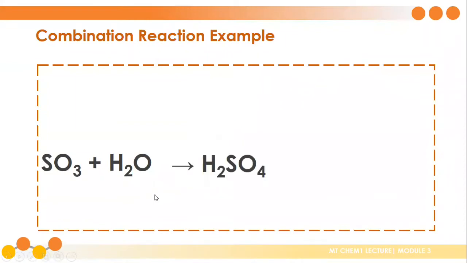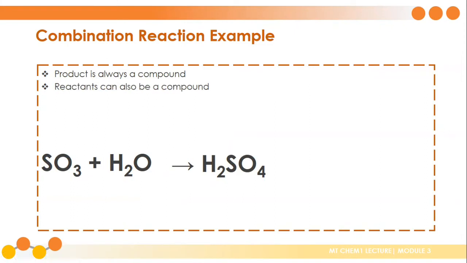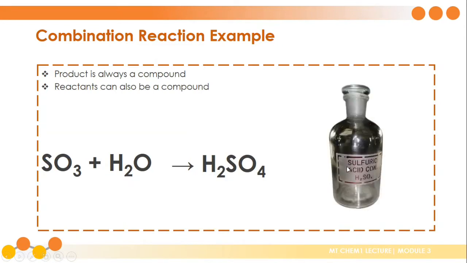And then I mentioned a while ago that the product is always a compound in a combination reaction, but that does not mean that the reactant should always be an element. Reactants can also be a compound, just like what we see in this example. So we have sulfur trioxide plus water will produce sulfuric acid.